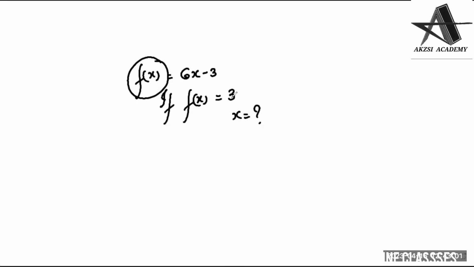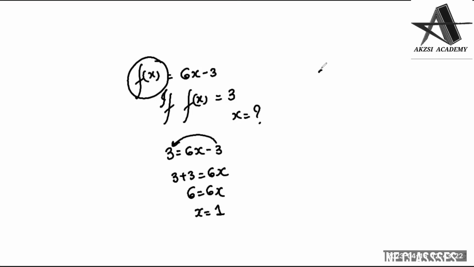So in place of f(x), I'll write 3. 3 equals 6x minus 3. Transpose it there. Whenever we transpose, we change the sign. So 3 plus 3 equals 6x. 6 equals 6x and x equals 1.